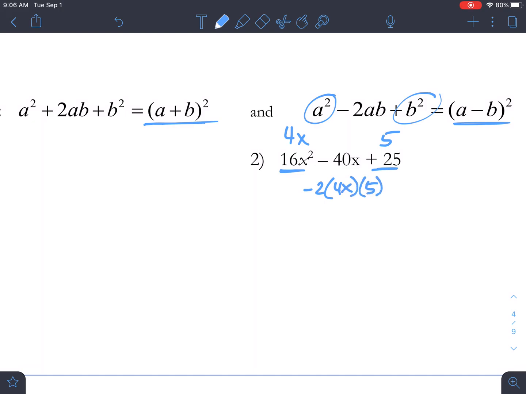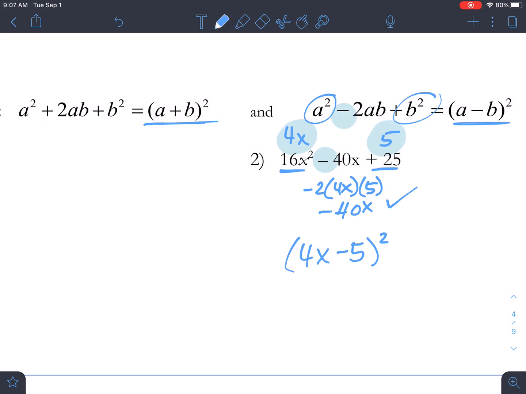And negative 8x times 5 is negative 40x. So this does fit into the pattern. So that's one way you can check if it fits into the pattern. And that being said, now we would just use this sign. Okay, 4x minus 5 squared. It would be a minus b squared.